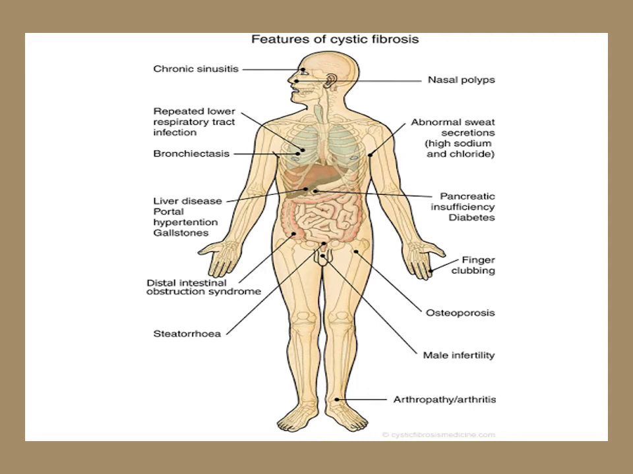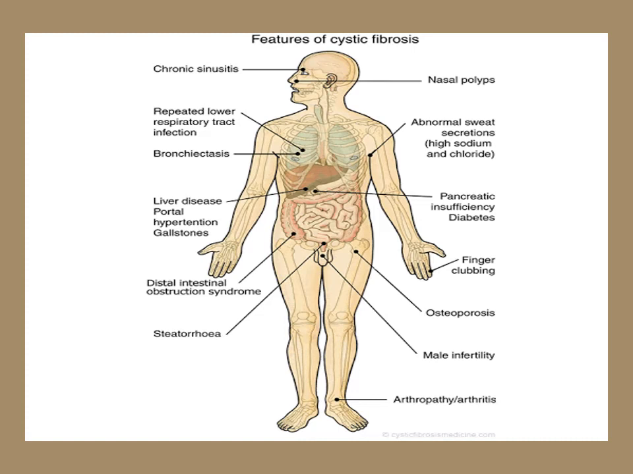So congenital cardiovascular conditions, where a child is born, say, with a hole in the heart, or something that they've had since infancy, or chronic respiratory conditions such as cystic fibrosis. Okay, you get clubbing at the end of your fingers. Osteoporosis is going to be from poor absorption of minerals such as calcium. That's going to lead to weakened bones. Male infertility because of all the mucus in the tubules.